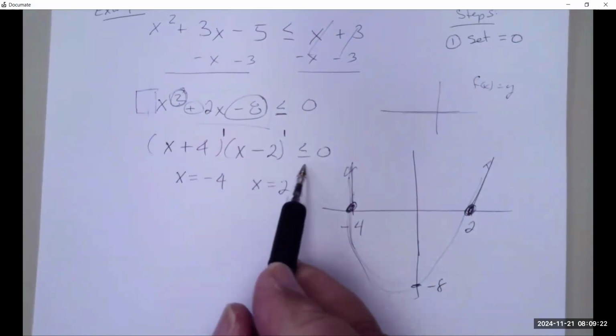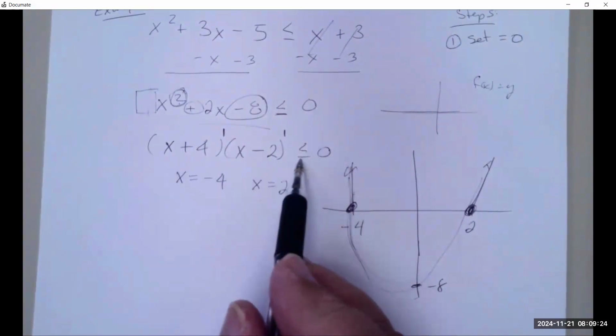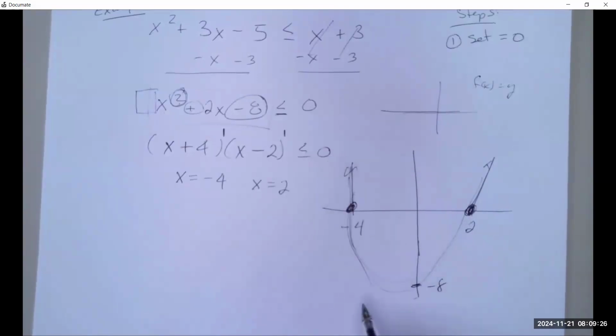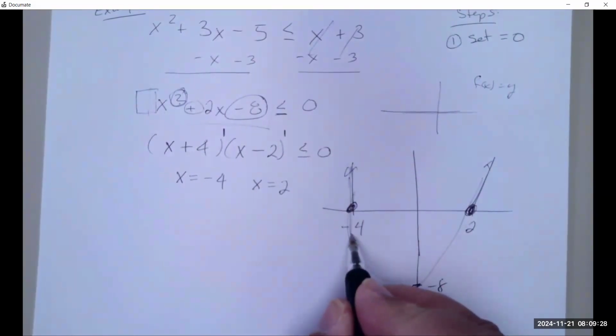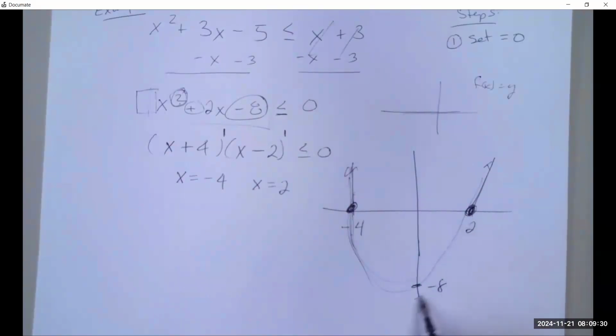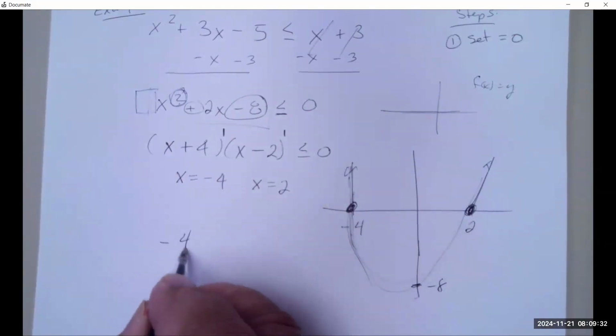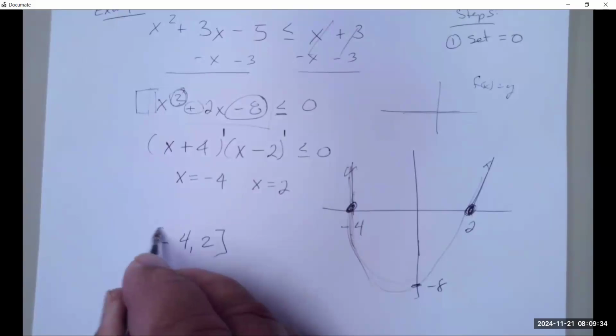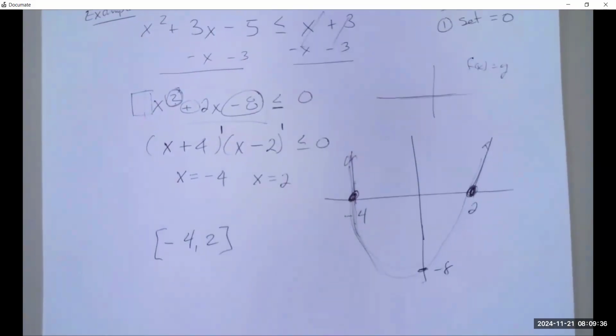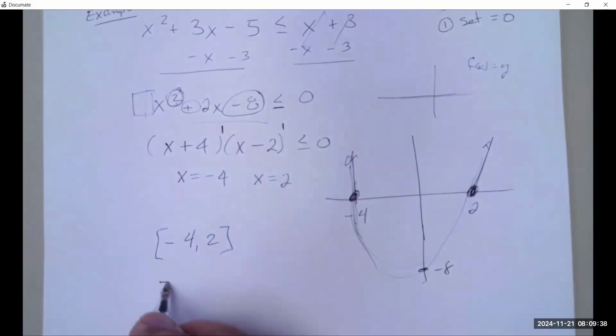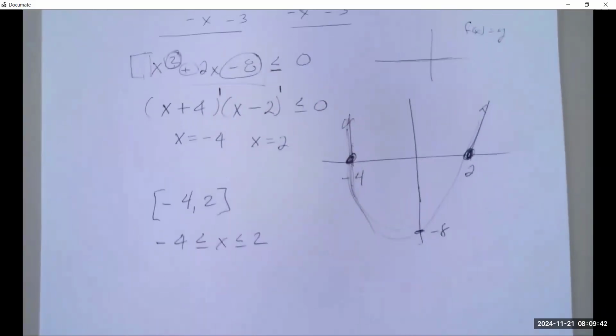So to answer this question, where is this function less than or equal to 0? It's below the x-axis from -4 to +2. Those are my answers. Or -4 less than or equal to x less than or equal to 2.